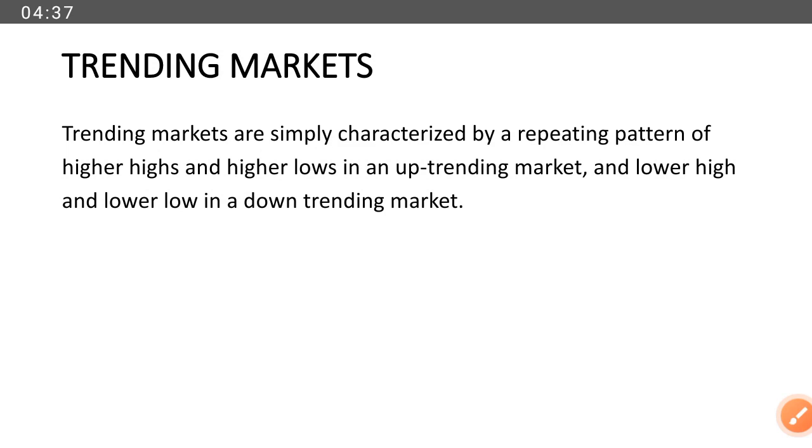When do we say a market is trending? Trending markets are simply characterized by a repeating pattern of higher highs and higher lows in an uptrending market, and lower highs and lower lows in a downtrending market. So what does that mean? It means we have two types of trending market. We have uptrend, we have downtrend. When do we say uptrend?